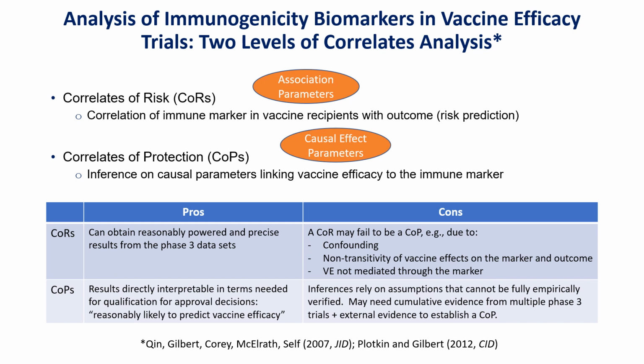And then the con of a COP is that because it's a causal inference method, we need some assumptions that cannot be fully empirically verified. We need more data to get precision. We need sensitivity analysis. So basically, you just need a greater set of data and maybe multiple trials to be able to rigorously demonstrate a COP. So then in practice, I think it's really important to study both CORs and COPs.